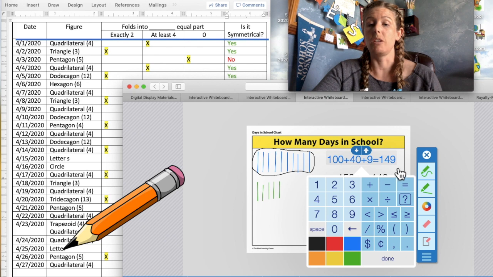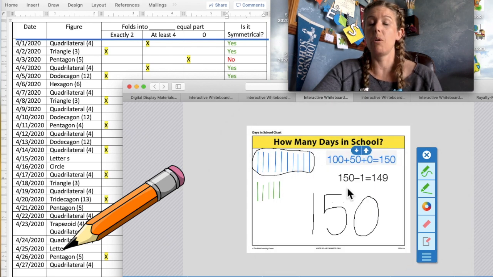Looking over at our expanded notation, we had 100 plus 40 plus 9 equals 149. Remember, we wanted to match our picture over here, so we are needing to change it to adding 50, because we have 50 there. And do we have any ones? No. So plus 0 equals 150.